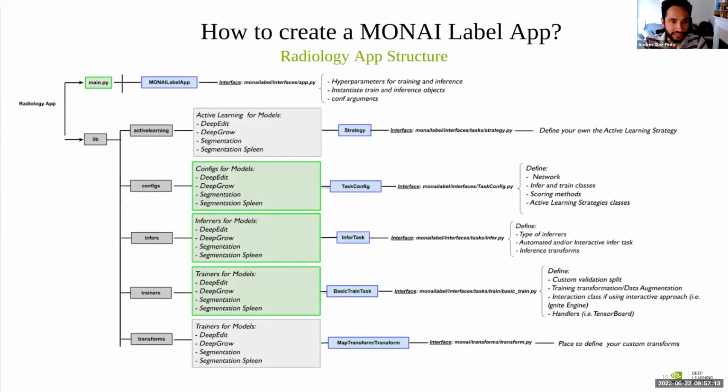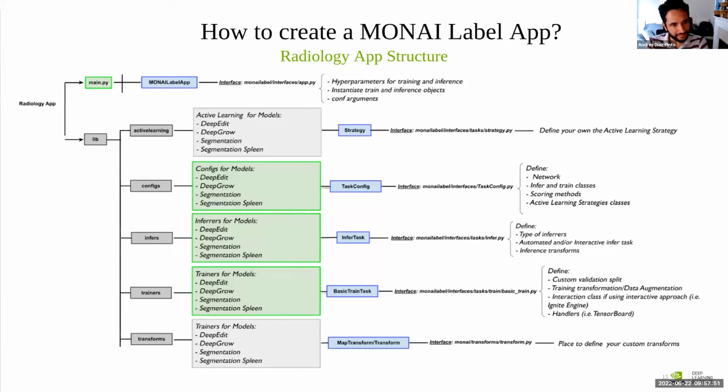Okay, so if you go to the GitHub repository, you will see this app structure, the organization that we have in the radiology app. Again, this is more for the kind of researcher that wants to modify the application or wants to know how the application works. You will see the radiology app, and it's the same structure for the pathology. You have a main file where we instantiate all the classes for inference and training. So that's the main file.